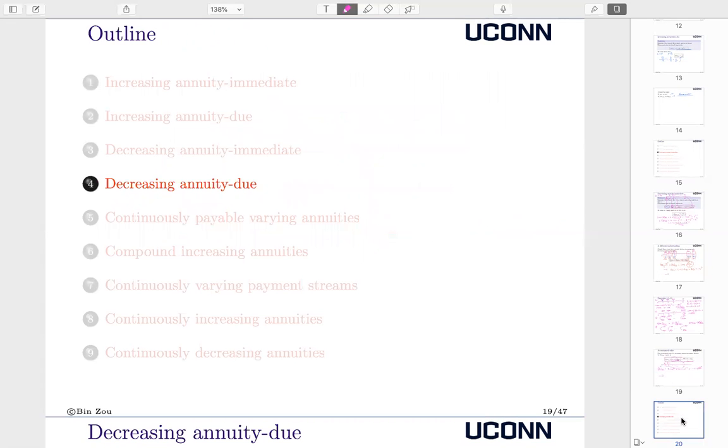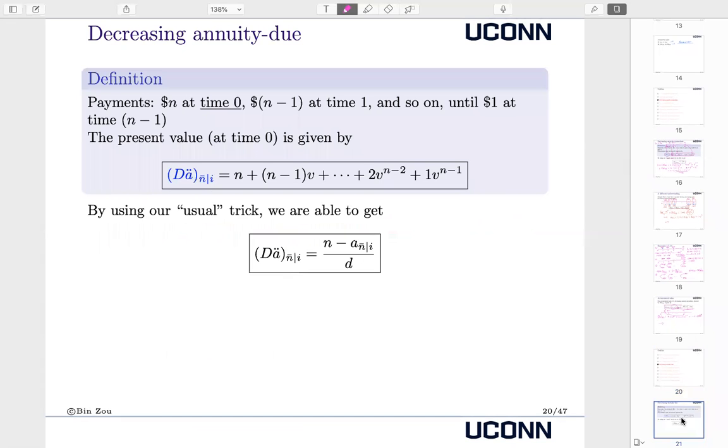Then we study decreasing annuity due. Right? Once you know annuity immediate, annuity due is trivial. All you need to do is to multiply by 1 plus I. That is all you need to do. Right? Of course, I begin with standard definition, meaning I would help you to draw this.